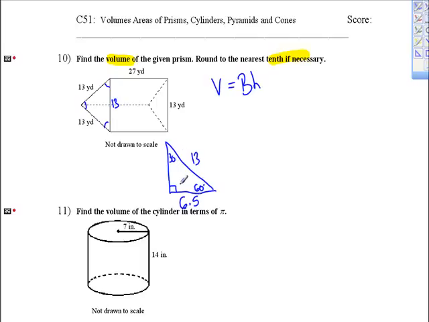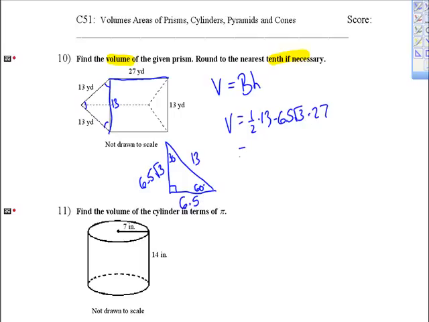So I got a 30, 60, 90, which means my sides are in a ratio of 1, 2, and root 3. So this side is going to be 6.5 root 3 long. That's going to be the height of my triangle. So the area of my triangle is going to be 1/2 times the base, which is 13. That's the base of the whole triangle, times the height, which is 6.5 root 3. And then the volume includes the height of the shape, which is the distance between the bases, or 27.